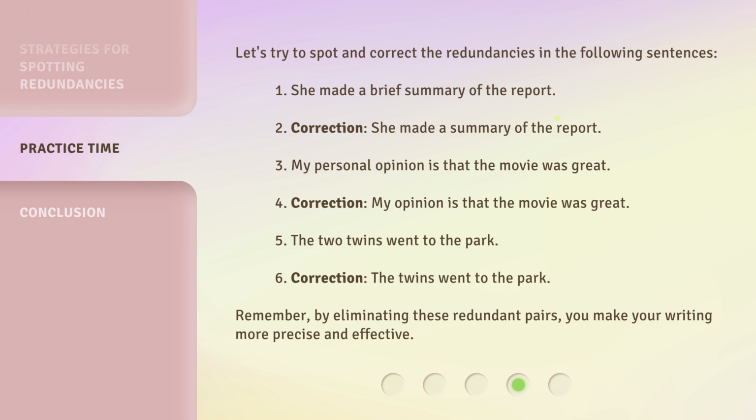5. The two twins went to the park. 6. Correction. The twins went to the park. Remember, by eliminating these redundant pairs, you make your writing more precise and effective.